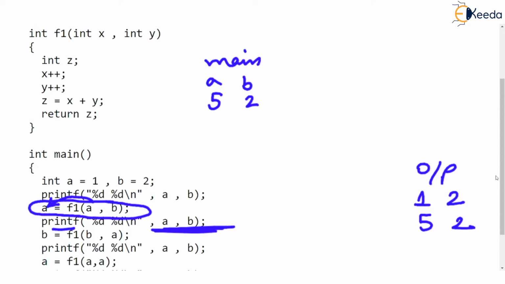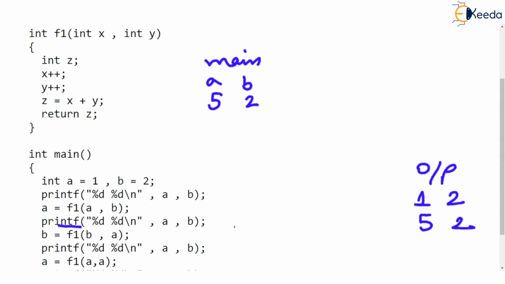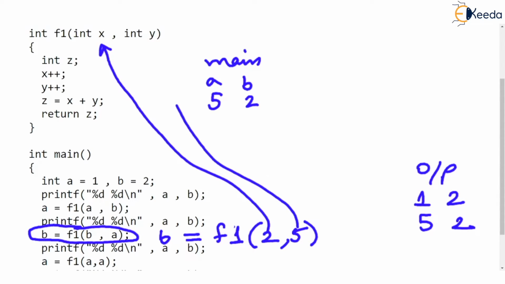Now have a look at the second call to the function. Okay, the second call. I'll just erase a few things on the screen. Okay, here we go. This is the call. You should read this call as B should store the returned value of the function f1, but f1 is called by passing the value of B, which is 2, and the value of A, which is 5. So 2 will go in X this time, the first parameter, and 5 will go in Y.